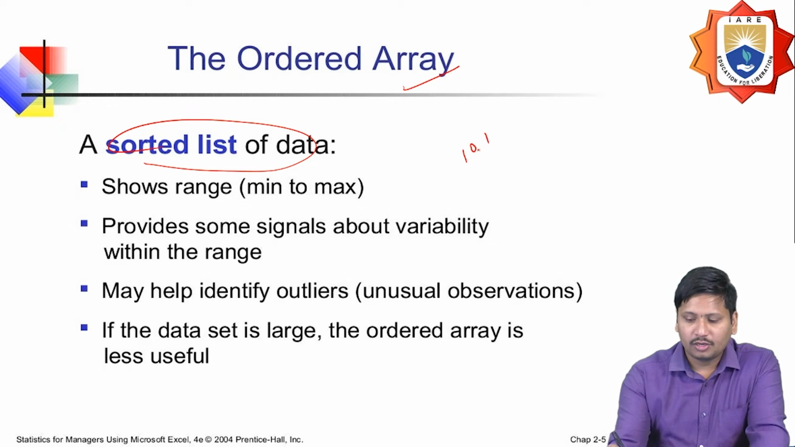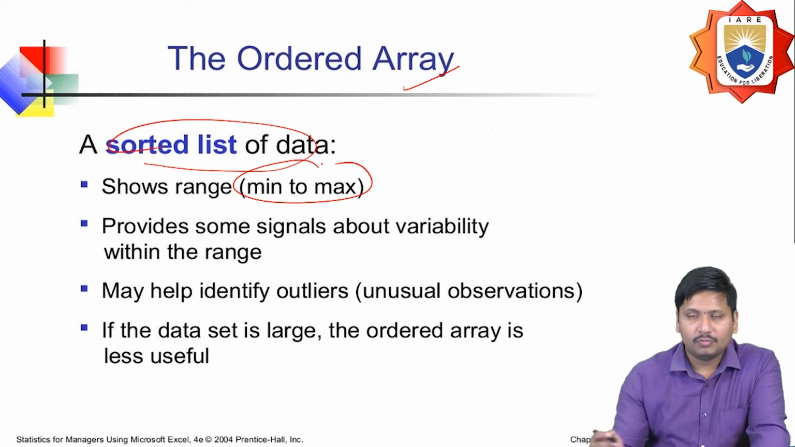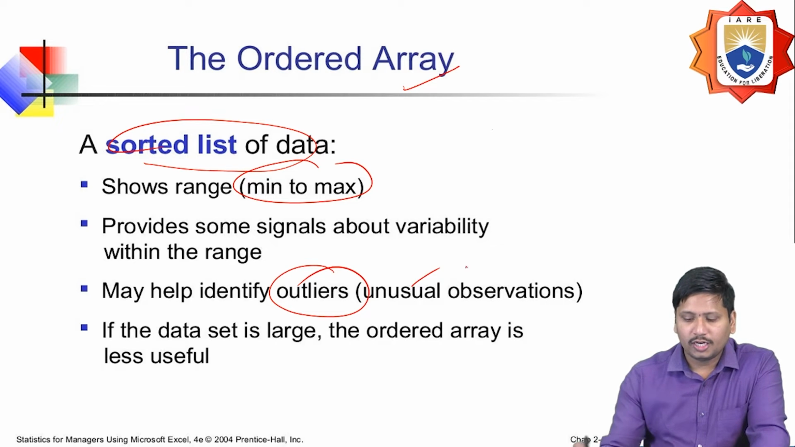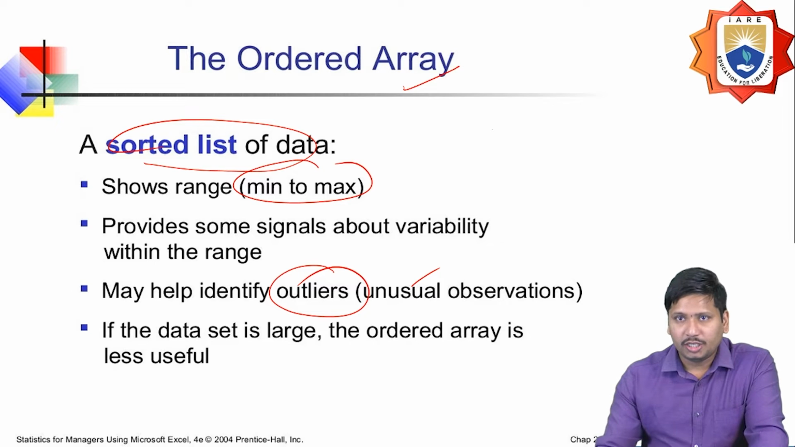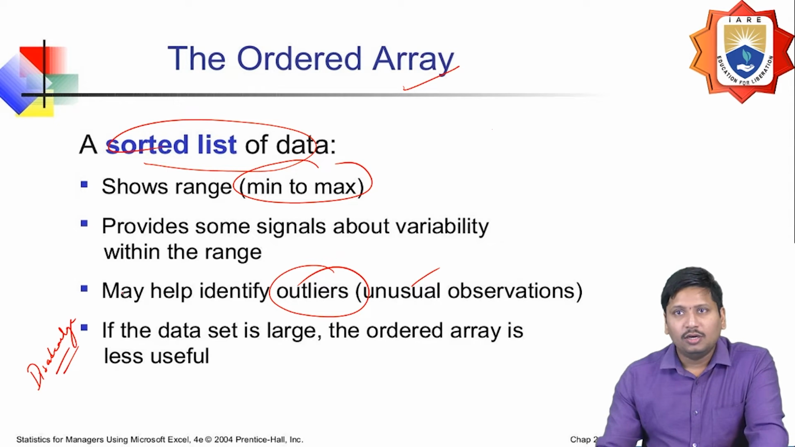Suppose we have data that is not in linear order. At that time, you first have to sort the data, from minimum to maximum. Then we provide some signals about the variability within the range, and we also identify the outliers. Outliers are unusual observations. And if the data set is large, then the ordered array is less useful. This is the disadvantage of the ordered array.